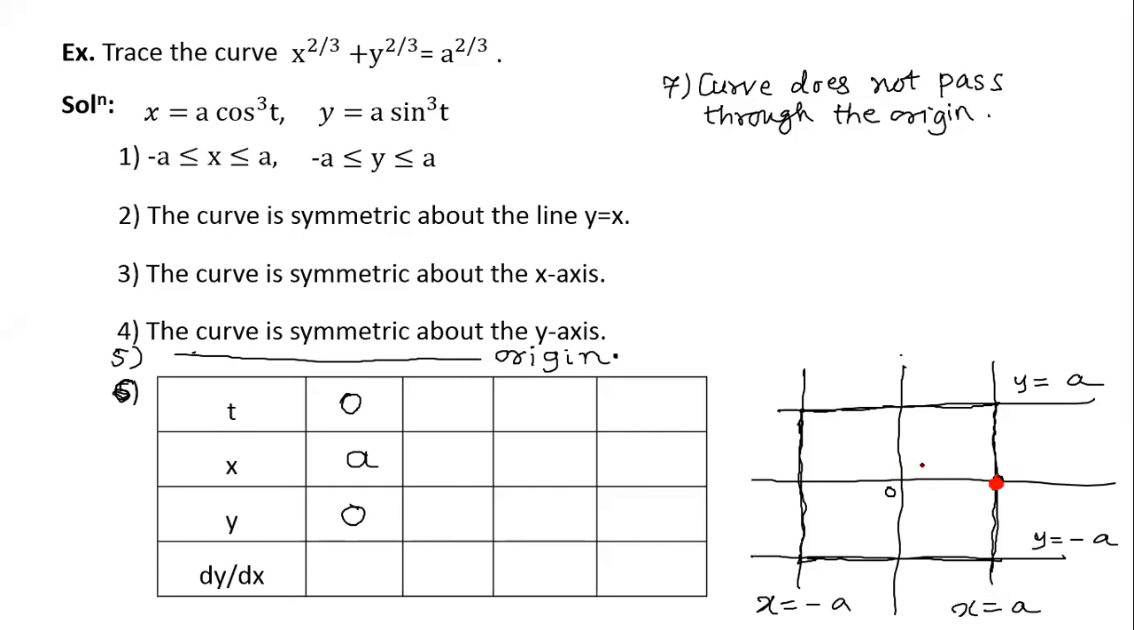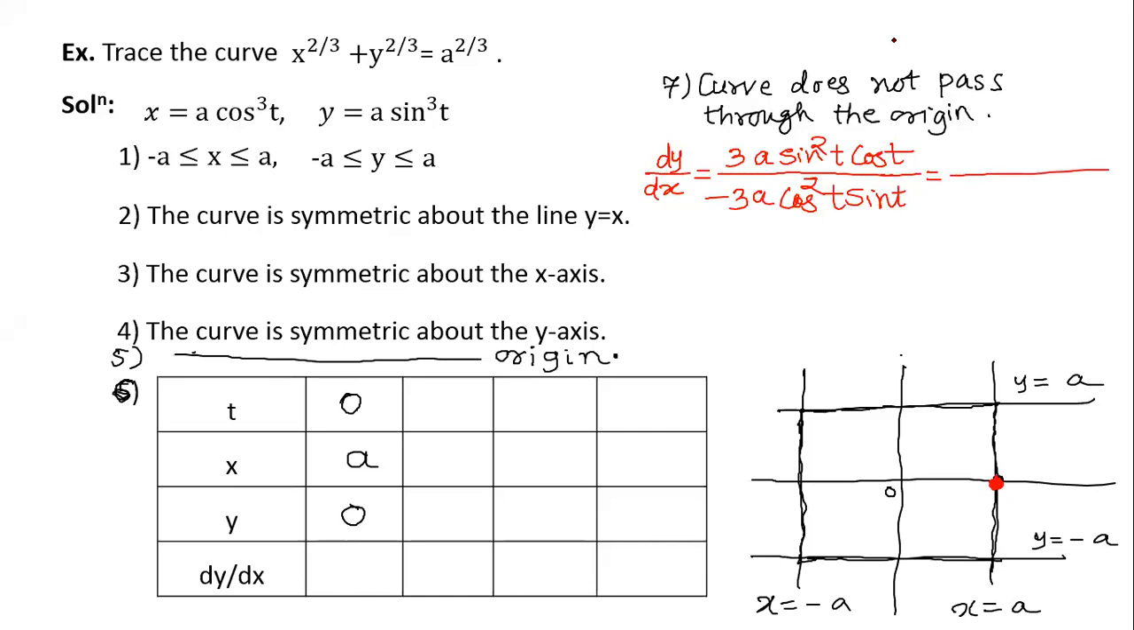X equal to a and y is equal to 0. What about dy by dx at that point? So let us find dy by dx. dy by dx is equal to dy by dt upon dx by dt. So dy by dt is equal to a times 3 sine square t into cos of t upon dx by dt. So dx by dt will be a 3 times cos square t into minus sine of t. So we can cancel 3 into a into sine t into cos t.